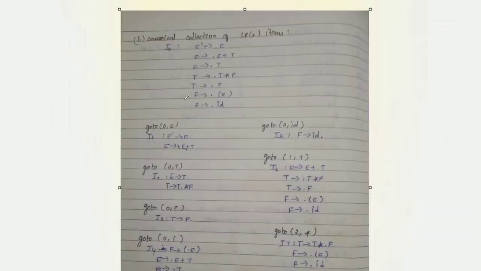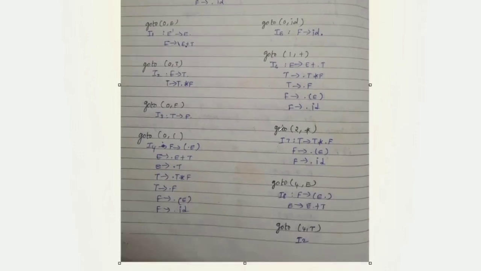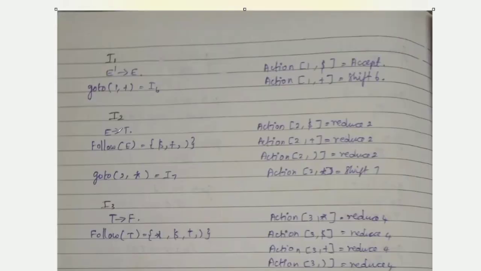In the second step, the canonical collection of LR0 items, in item number 2 we have a go to part 2 comma star I7. There is a production E tends to T dot, which is a final item. Then write it here, E tends to T dot. Then go to 2 comma star going to be I7.